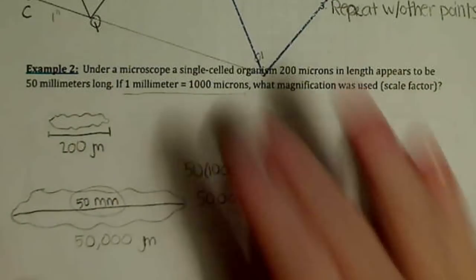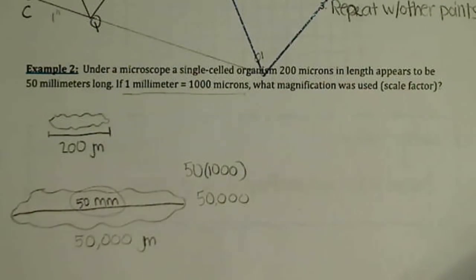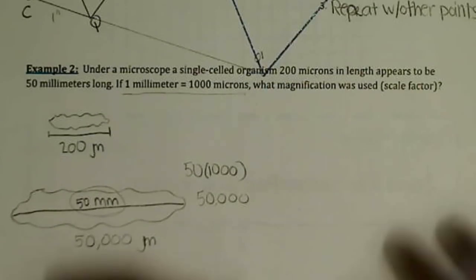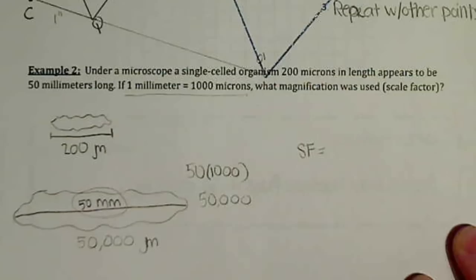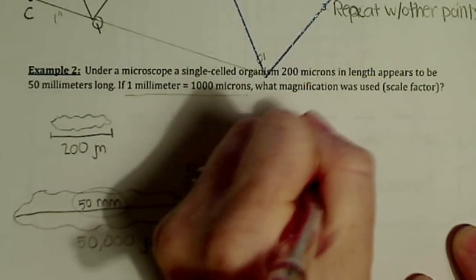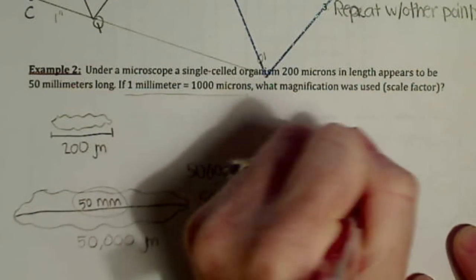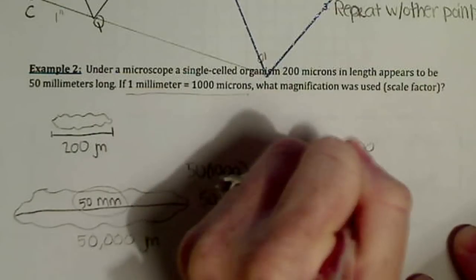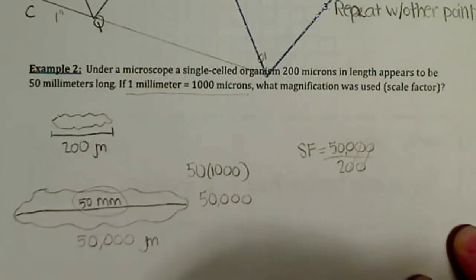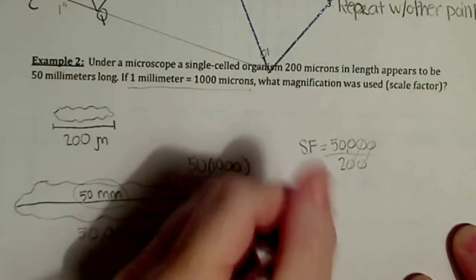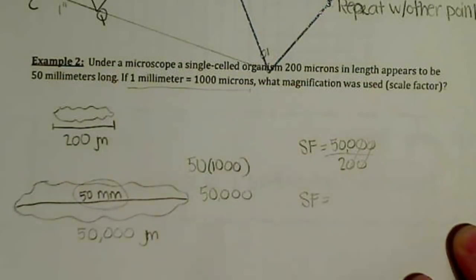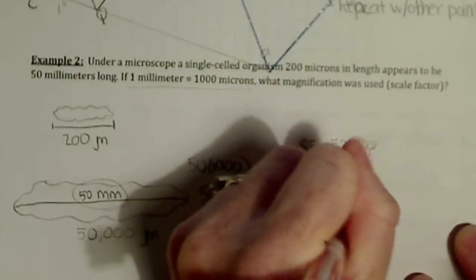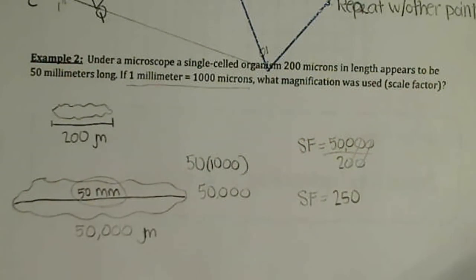Since I made it bigger, my scale factor is going to be bigger than 1. So to find the scale factor, I have to place 50,000 over 200. I will find that my scale factor is about 250. It's 250 times larger.